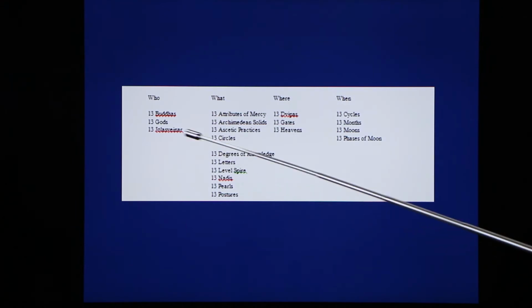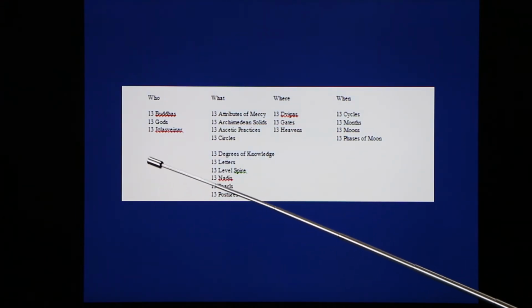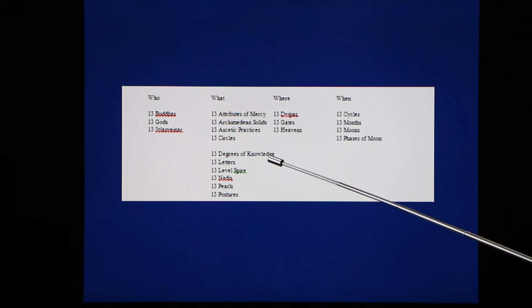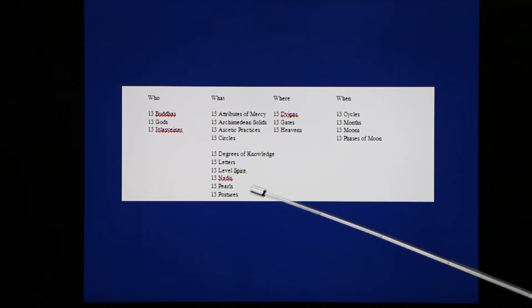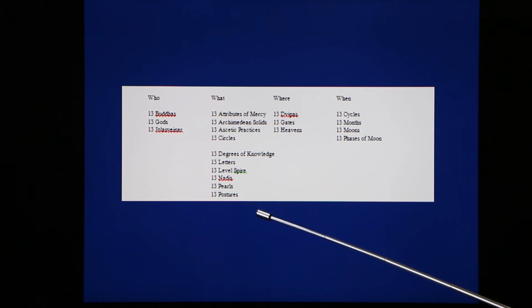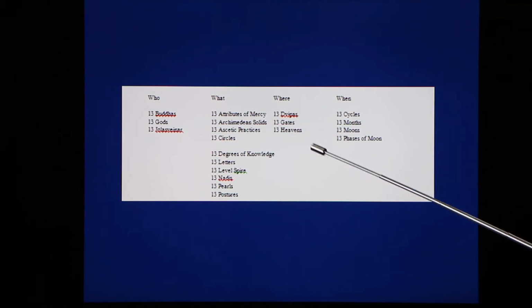And our journey, all too quick through the alphabet, has been constantly showing how those isolated letters link up with all of these things. I'll do one more and then we'll take a little pause as we go to the next one. So 13 Buddhas, gods, Yolasviras, 13 attributes of mercy, Archimedean solids, ascetic practices, circles, degrees of knowledge, letters, a 13-level spire, nadis, pearls, postures, dvipas, gates, heavens, cycles, months, moons, and phases of the moon.